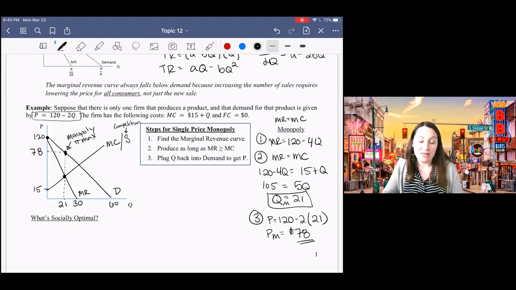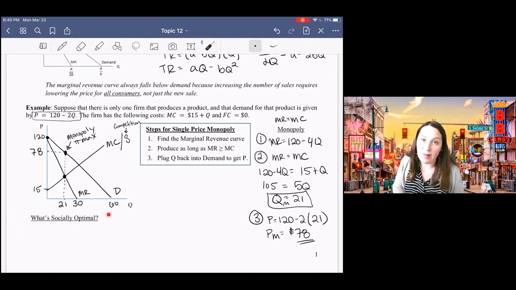Now we want to compare that to a competitive market. How is a monopoly market different from a competitive market? Another way of saying that is to ask, what is socially optimal? Because you'll remember from our discussion of competition that competitive markets lead to the socially optimal outcome. That's where supply equals demand, right? There are lots of different ways that we could think about why competitive markets are socially optimal. But in this case, very simply, we're thinking about maximizing total surplus.